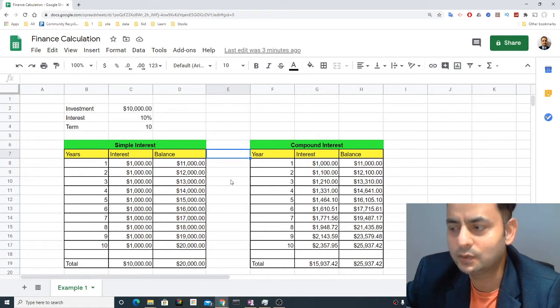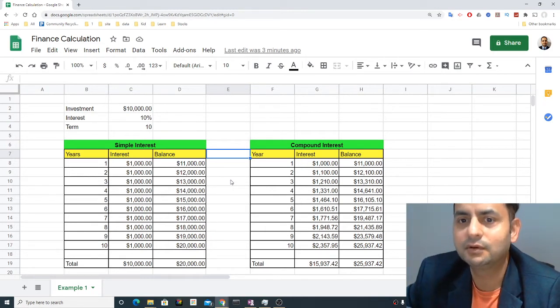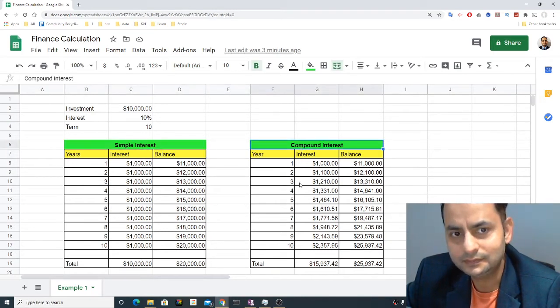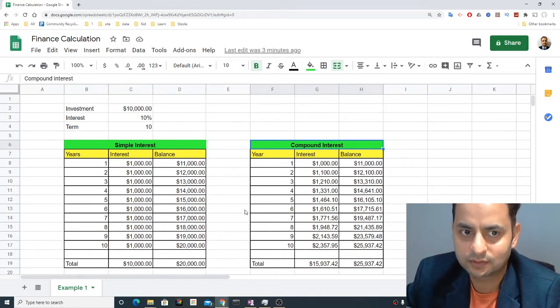The best way to understand anything is with the help of an example. Suppose we have $10,000 and I want to invest it. So we have two scenarios: one is simple interest and another is compound interest. Now we need to see which one is better. Of course, people will say, even those who don't know the math, that compound interest is better, right?